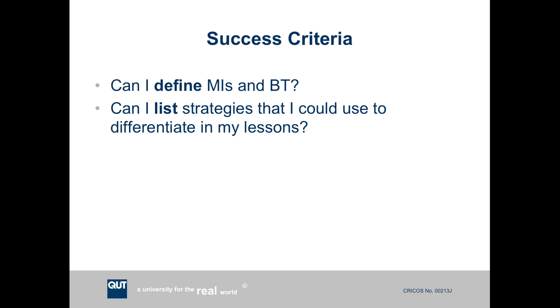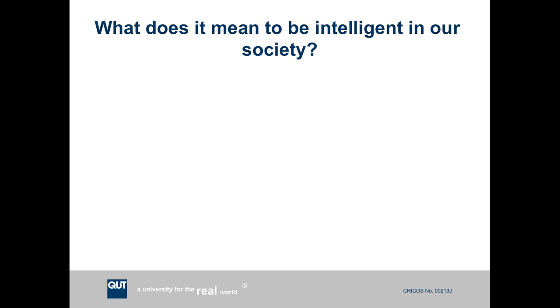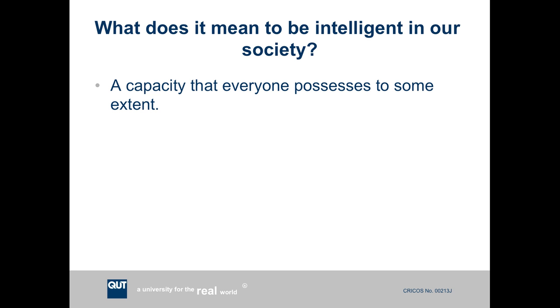We're going to start off thinking about multiple intelligences. Firstly, thinking about a traditional way of thinking about intelligences. So firstly, what does it mean to be intelligent in our society? We often think of intelligence as a capacity that everybody has to some extent, some more than others. And we often think that it's something that we're born with and that there's not much you can do about it.